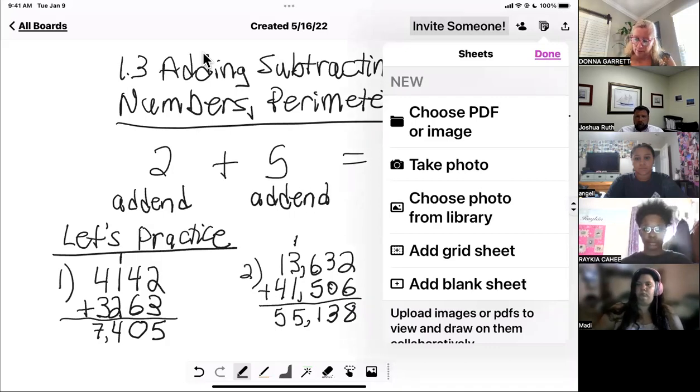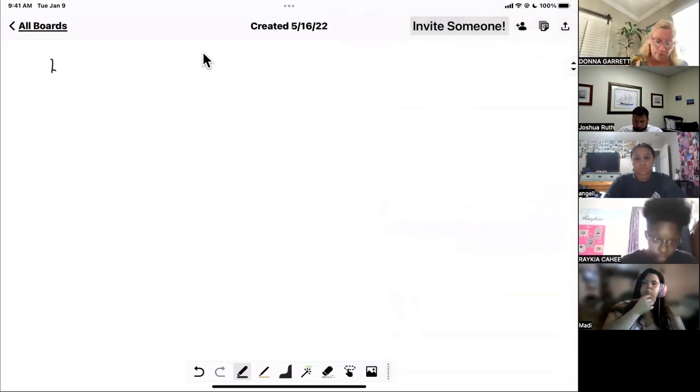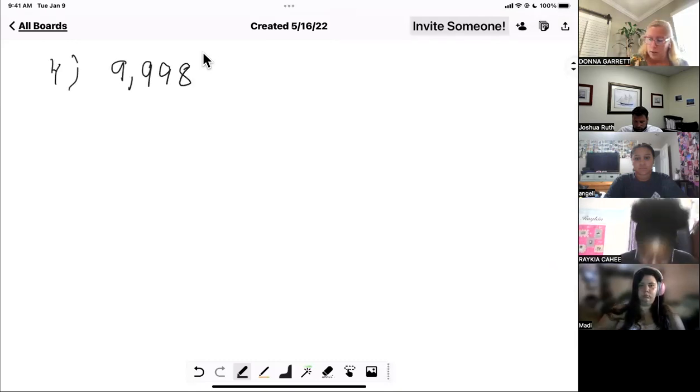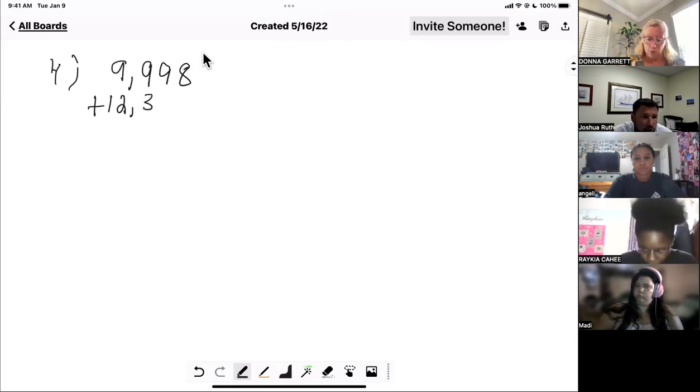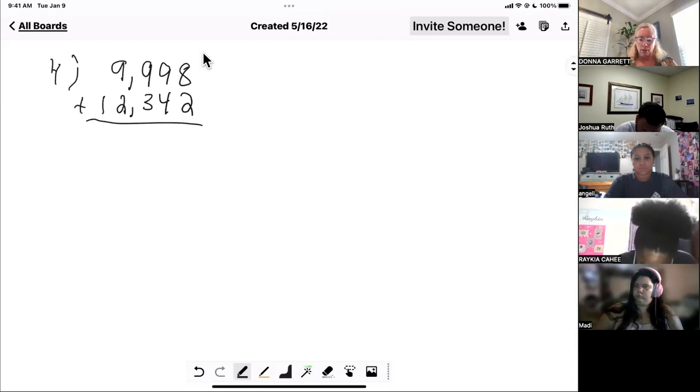I'm going to add a page. Okay, I have a couple more and then we'll move on. Okay, there we go. So this is number 4. 9,998 plus 12,342. Let me rewrite that for a minute. That 12 is not sitting right. The biggest thing is make sure you line these up correctly. That 12 was sitting under that 9, and I want to make sure it's over here so I can tell it's in a different column.